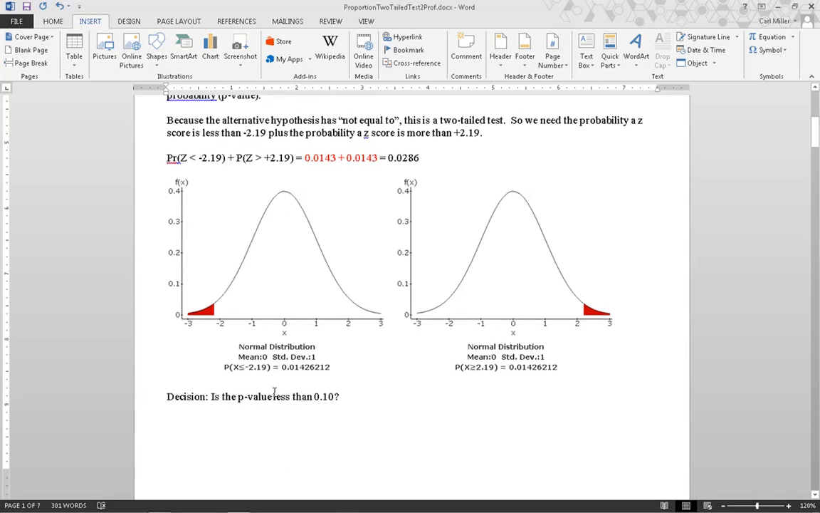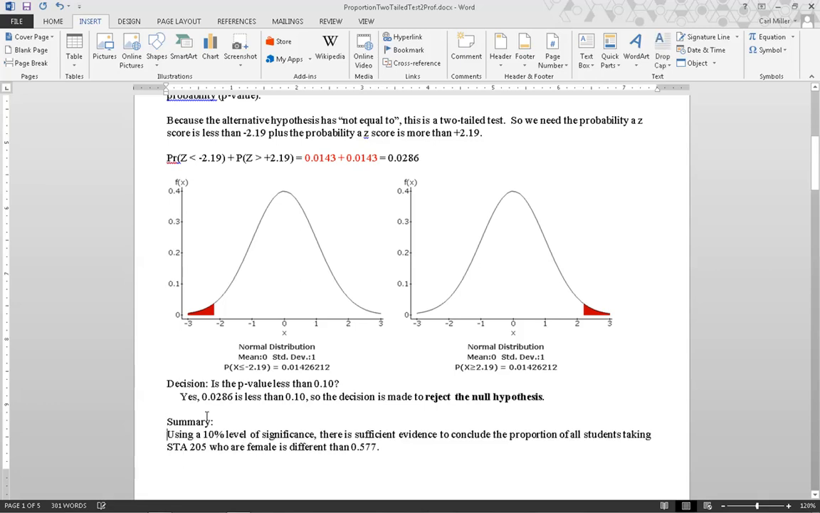Is this p-value less than 0.10? Why, yes it is. 0.0286 is less than 0.10, so the decision is made to reject the null hypothesis.